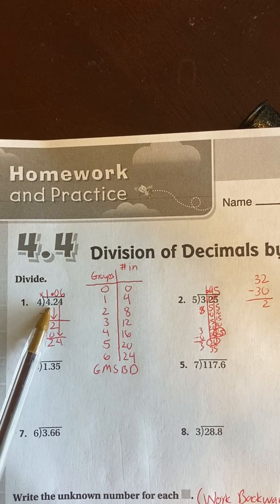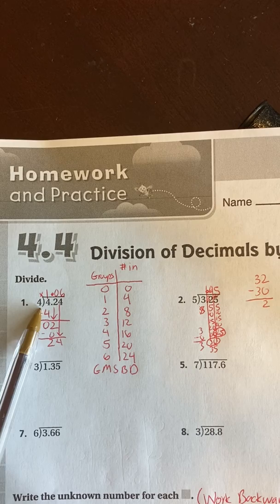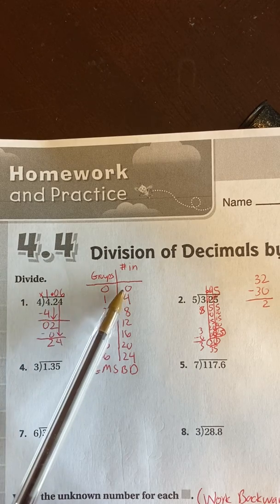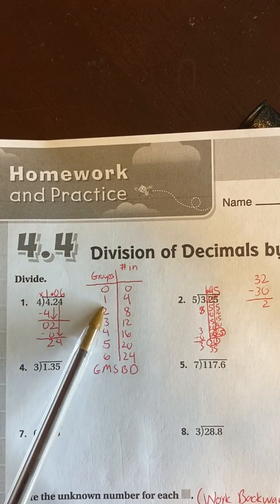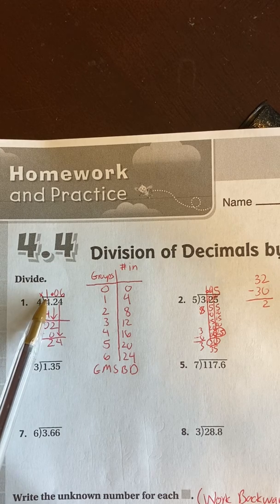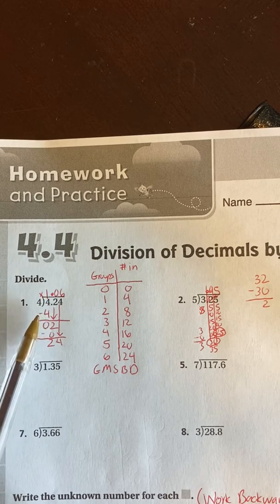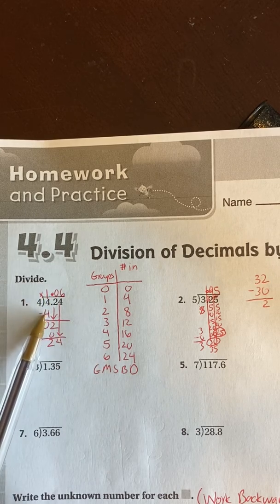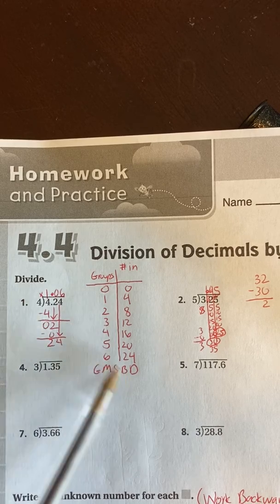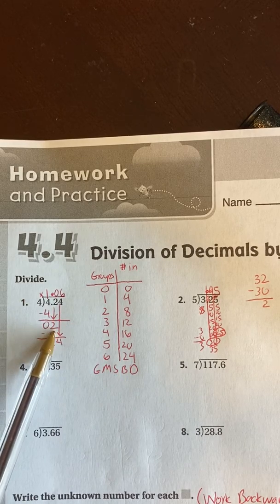If I have 4, how many groups of 4 can I make? Well, let's see. If I have 4, I can make 1 group. So I put the 1 up here. 1 times 4 is 4. Now I subtract. 4 minus 4 is 0. Now I bring down the 2.